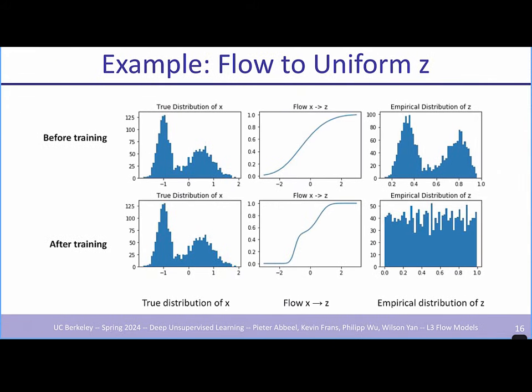Here's another one. We go to uniform. So it's essentially the same distribution, but now shown in a sampling way. Again, left is x, middle is the flow, on the right is the resulting distribution for z. Initially, it's obviously a very simple transformation. It is not anywhere close to uniform. It still has those two peaks. Then when the learning is done, it transforms this two-peak distribution that could go anywhere on the real line into a 0-1 uniform distribution, or close to it.